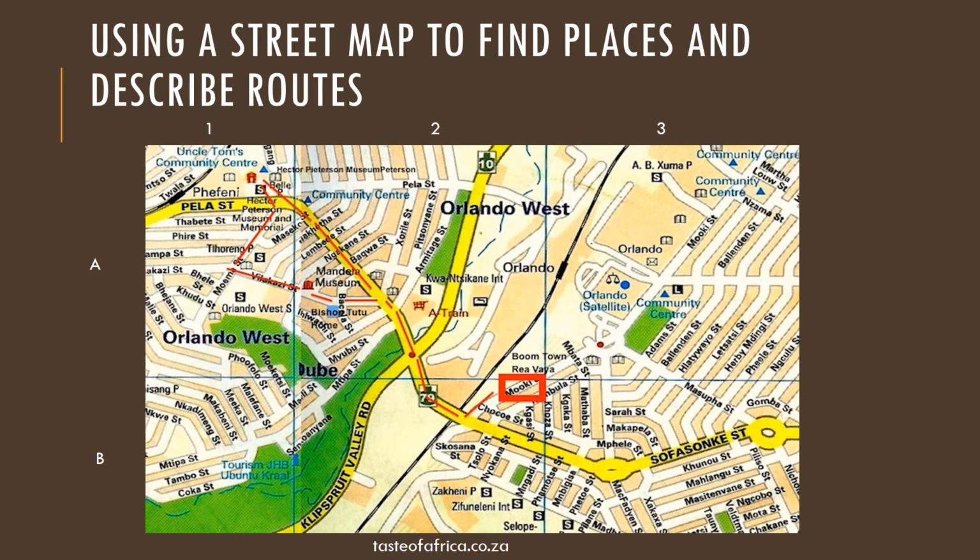All right. Second one, what route would you take if you are going from AB Xhuma Primary School? From AB Xhuma Primary School, you wanted to come to the Orlando Satellite. Both these places are in the same grid square. What route would you take to go from AB Xhuma Primary School to come to Orlando Satellite? I'm just going to give you a few minutes to establish the route that you would take.